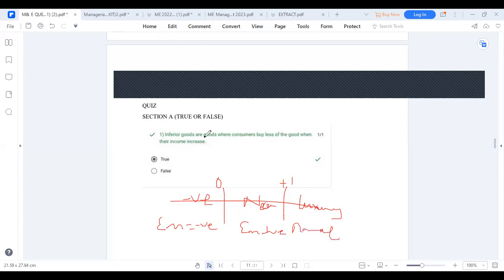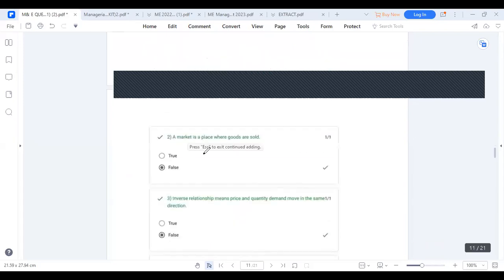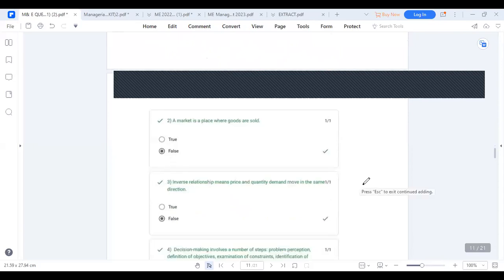Are we together? So we go to the next question: a market is a place where goods are sold. This is false because it needn't be a physical place. It could be virtual. The inverse relationship between price and quantity demanded means they move the same. Well, that is not true. Inverse means opposite. So if the price goes up, the quantity demanded goes down. So inverse means they move in the opposite direction. So the word same is what makes it false.